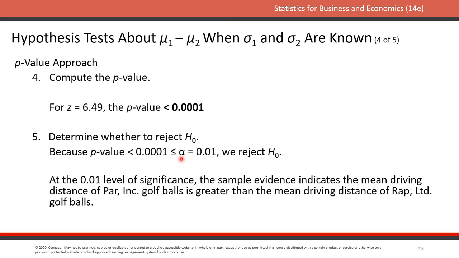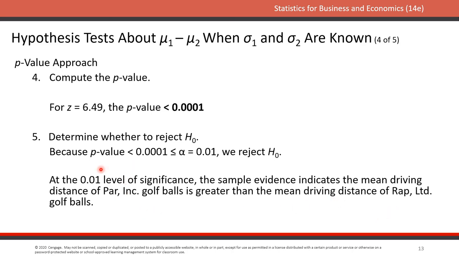So the p-value approach, I can use R to calculate the p-value. The p-value is very small. Now remember what I do with the p-values, I compare it to my alpha. So alpha is 0.01, p-value is 0.00001. So the fact that the p-value is smaller than alpha, we reject the null hypothesis. So we can say that we have evidence that the par golf balls is greater than the rep balls.